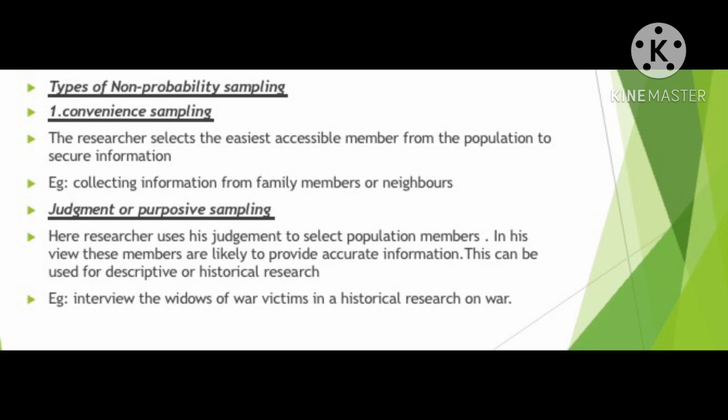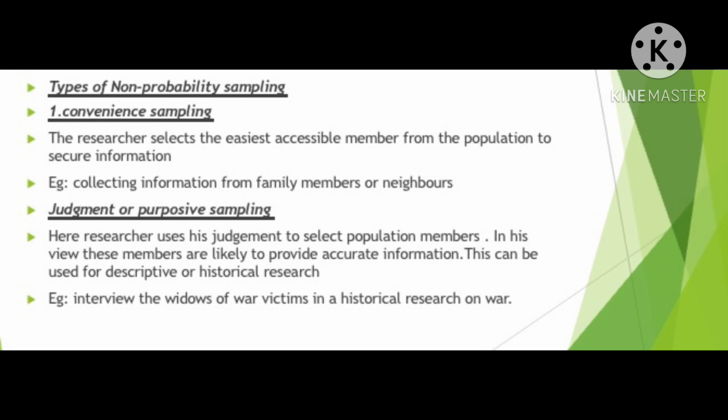Okay, the first one is convenience sampling. It is based on the convenience of the researcher that we select the sample. For example, we have to collect some data. Maybe we can collect it from our family members, which is an easier way, or from our neighbors. Based on the convenience of the researcher, we are collecting the data. That is known as convenience sampling.